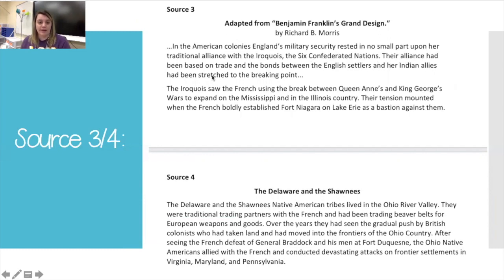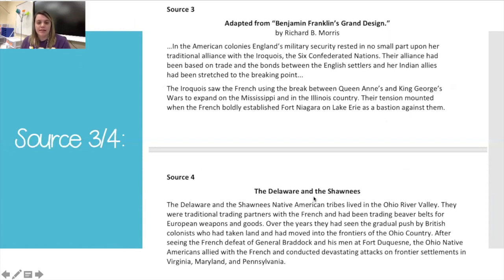Their alliance had been based on trade and bonds between the English settlers, and her Indian allies had been stretched to a breaking point. The Iroquois saw the French using the break between Queen Anne and King George's wars to expand on the Mississippi and in the Illinois country. Their tension mounted with the French boldly established Fort Niagara on Lake Erie as a bastion against them, so kind of like a stronghold against them.